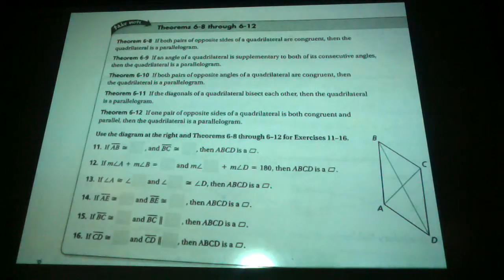So you're going to look at a whole bunch of theorems. You're going to notice something about them. Note what the theorems say.